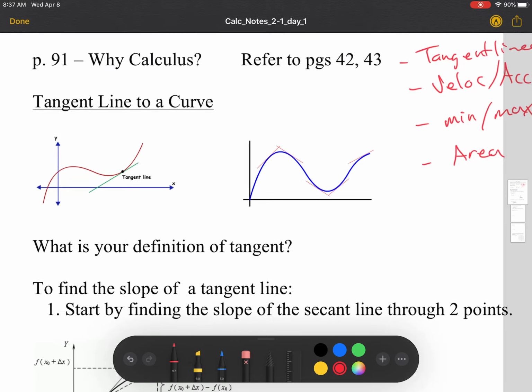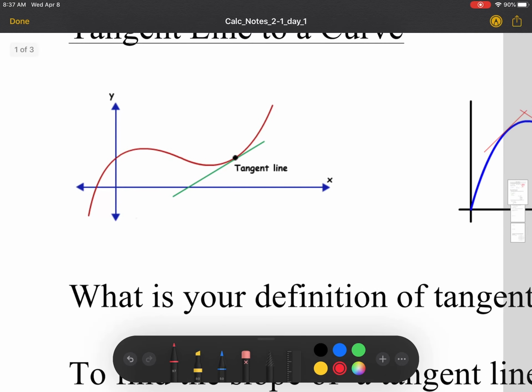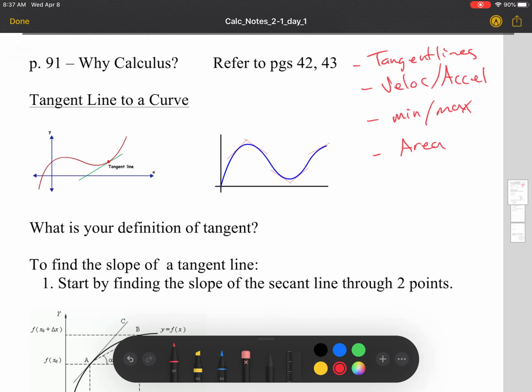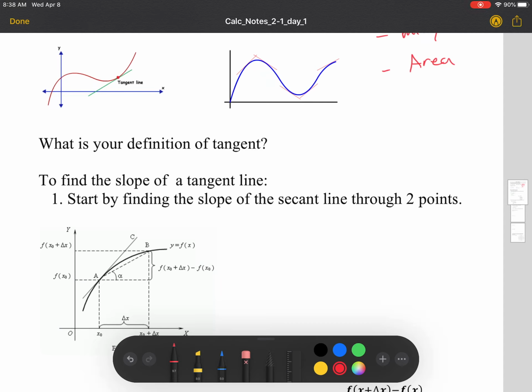A tangent line to a curve is a linear line, if you see this picture right here, that's hitting the curve at one point. It is only touching at that one point. You could have infinitely many tangent lines because there are infinitely many points on a continuous function. It could be any point on the function and the line that is tangent to it. Mostly what we're looking at is the slope of that tangent line at that one point.